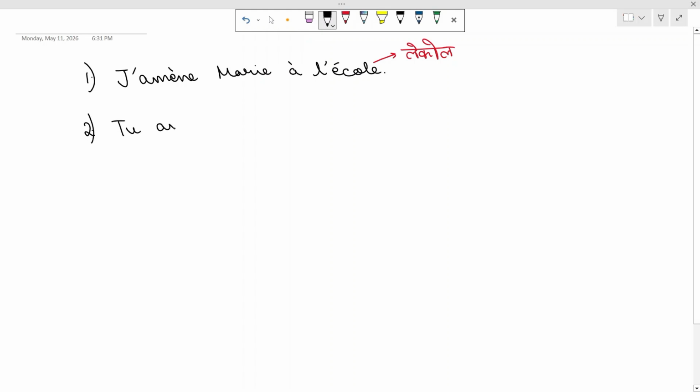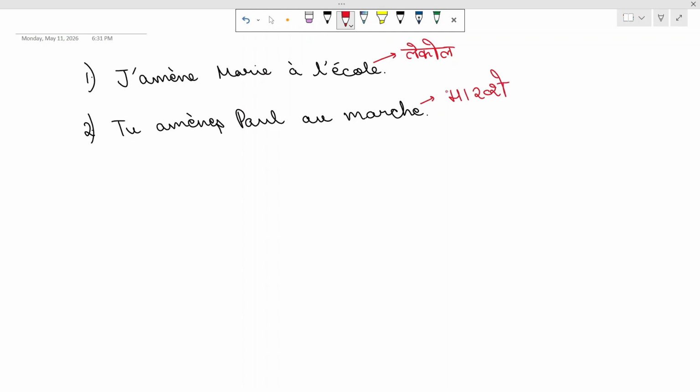Tu amènes Paul au marché. This is pronounced as marché and it means market. I bring or I take Paul to the market. You bring or you take Paul to the market.